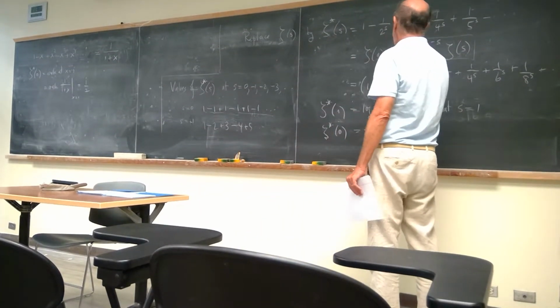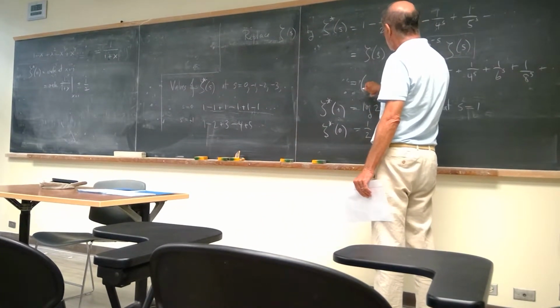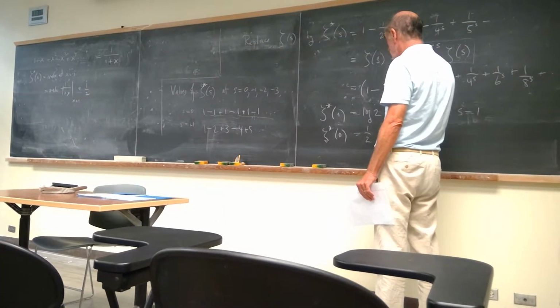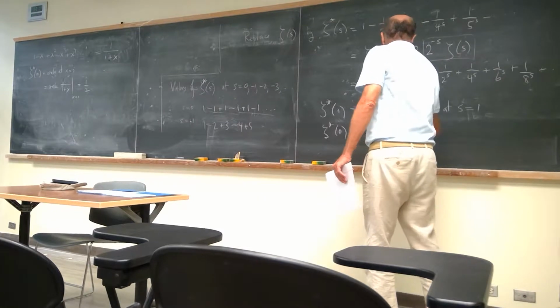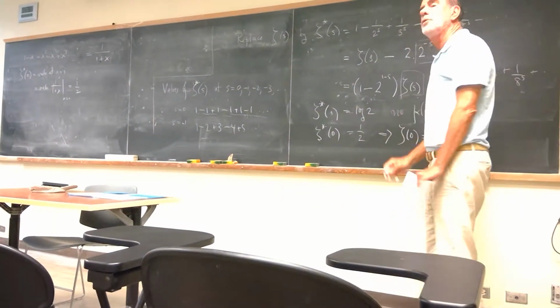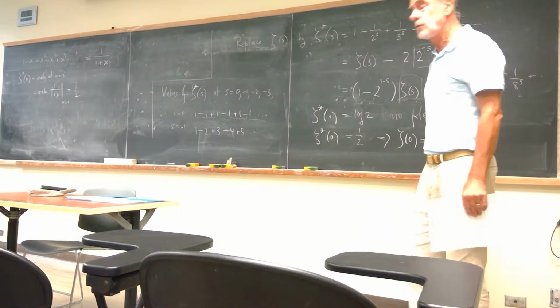Well, what is this at s equals 0? At s equals 0, this is 1 minus 2 to the first power, right, which is minus 1. So that implies that zeta of 0 would be minus a half in Euler's world. Okay? So far, so good.